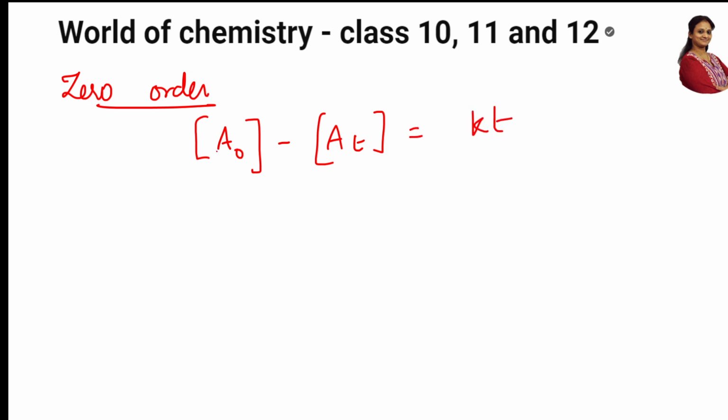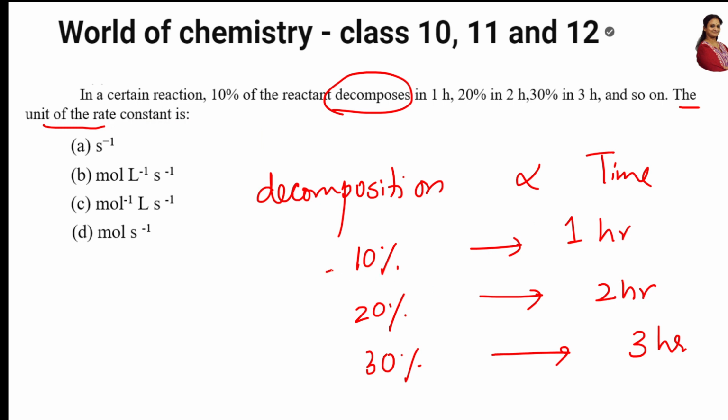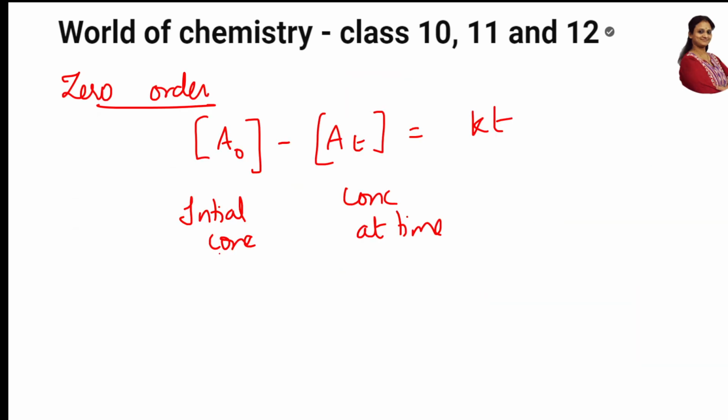What is A naught? A naught is the initial concentration. Correct? What is At? At is the concentration at time t, meaning as the reaction proceeds, the concentration at time t. Now, see here, the initial concentration is 10%. Suppose the initial concentration is 10%. It has decomposed and is changing with time. So if initial is 10%, when it decomposes it becomes 90%.